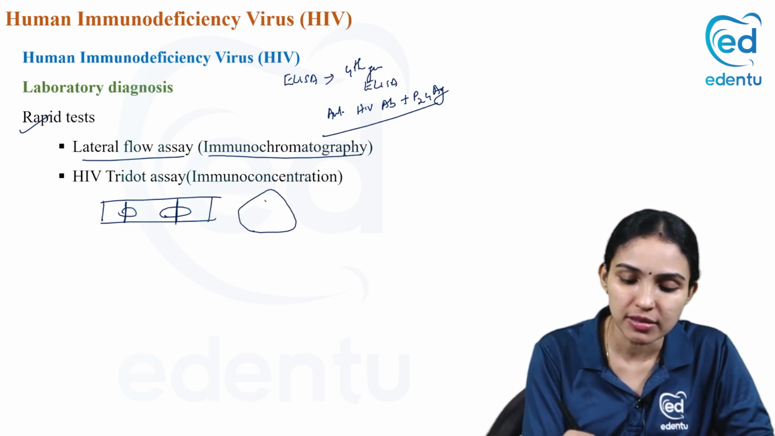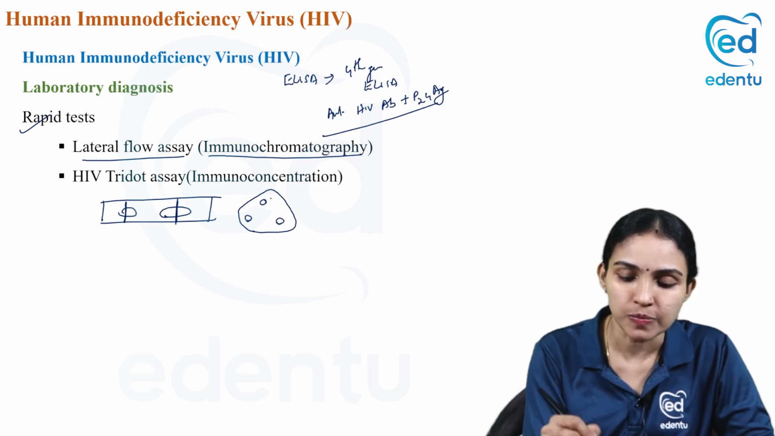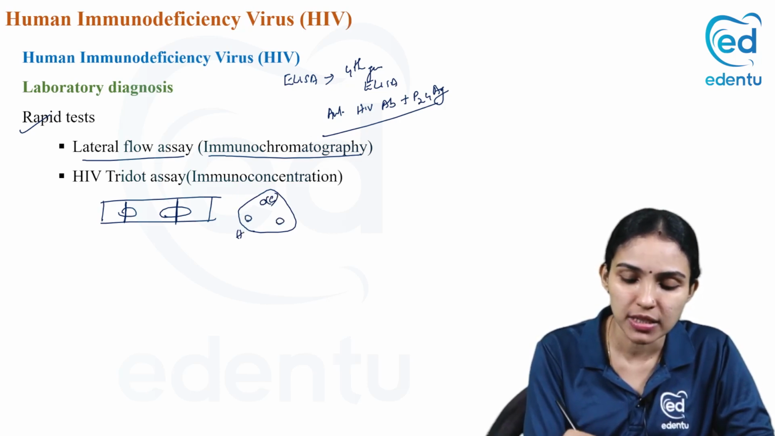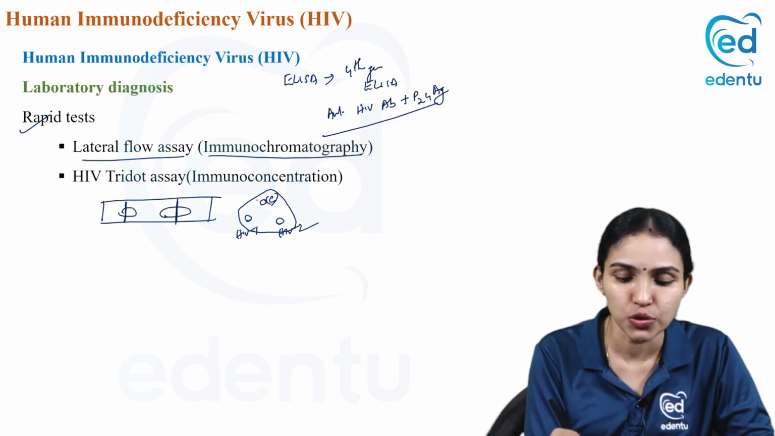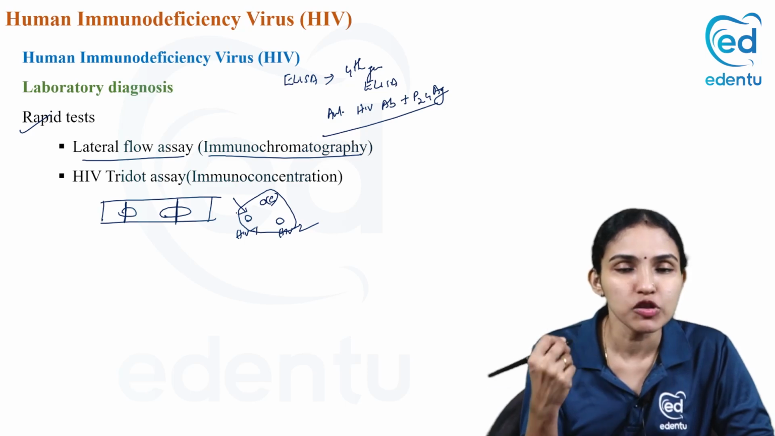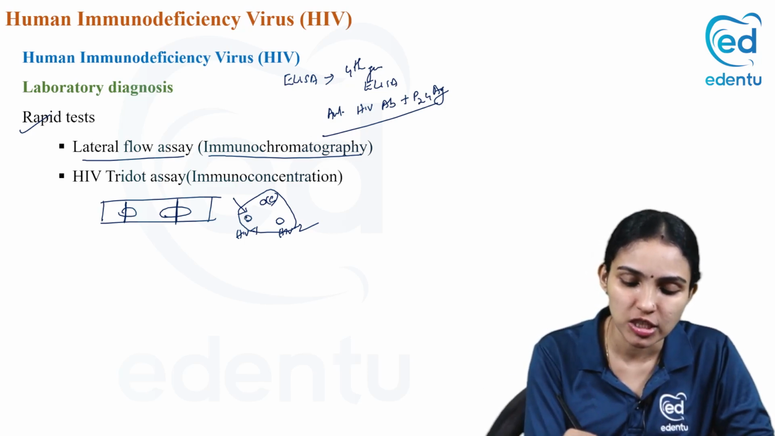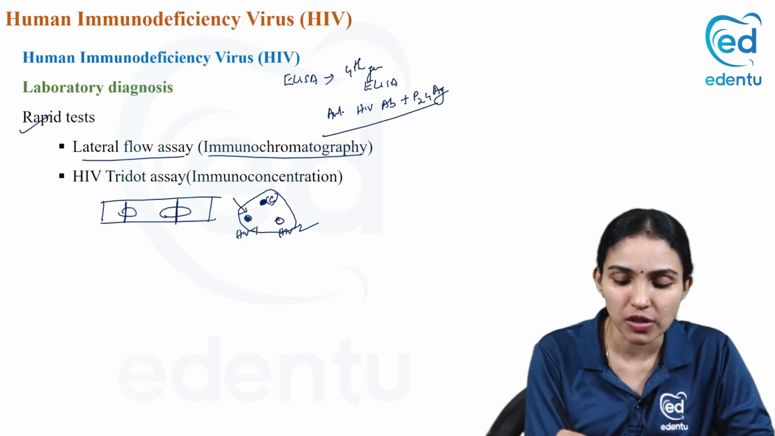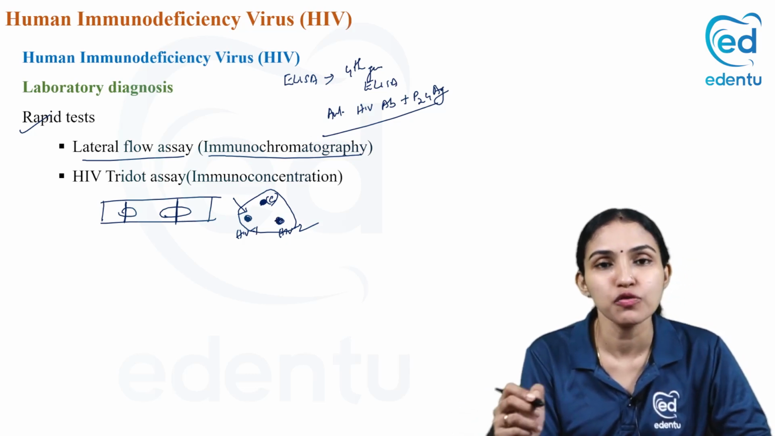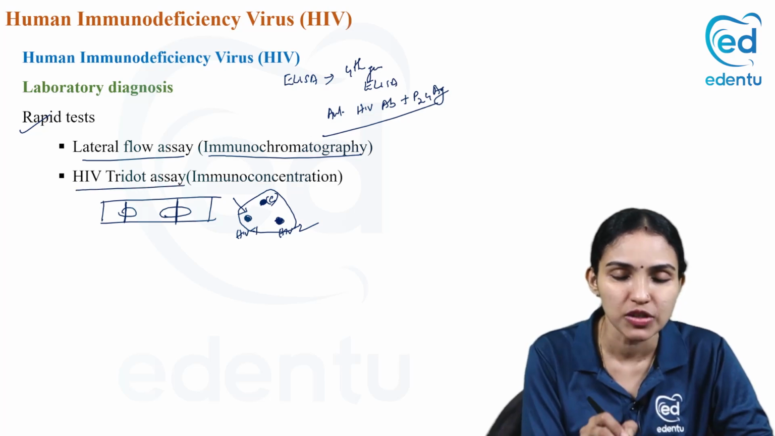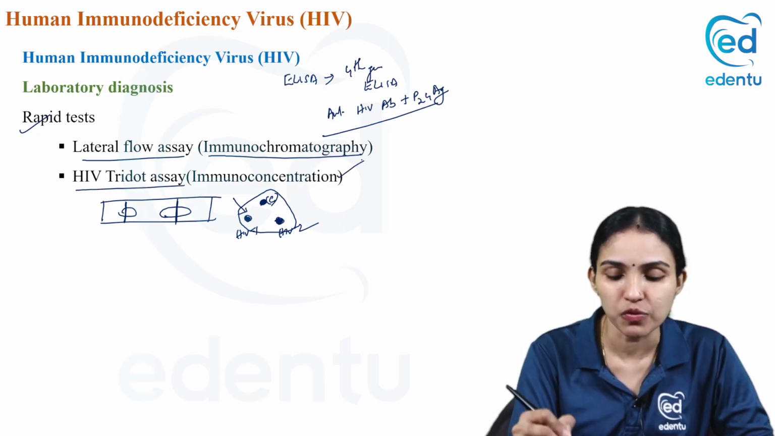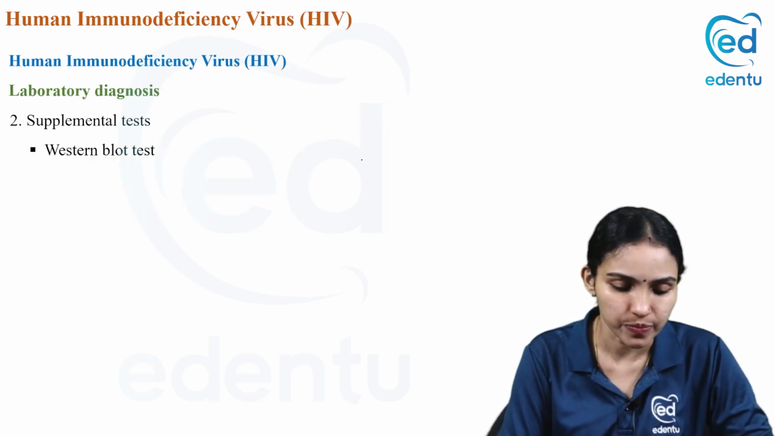Similarly, you have other tests like the tri-dot test. So this will be a control band. This will be HIV1, HIV2. You are coating the antigens for HIV1 and HIV2 here. You add the patient's serum. If the patient's serum contains anti-HIV1 antibody, you get this dot positive plus the control dot positive. If it is HIV2, you get this dot positive. If both serotypes are present, you get all 3 dots positive. That is the HIV tri-dot assay, and the principle of this is immunoconcentration.